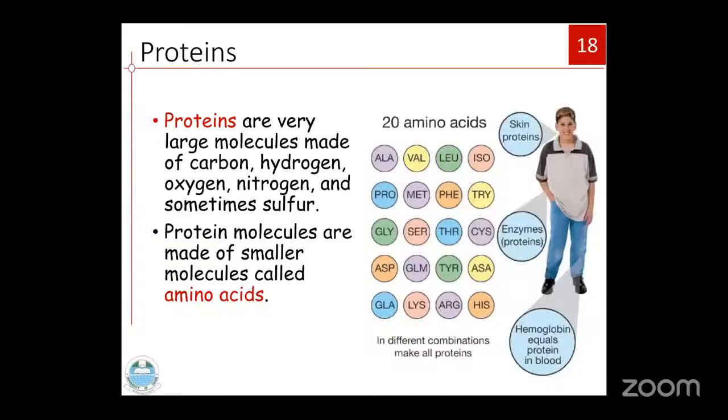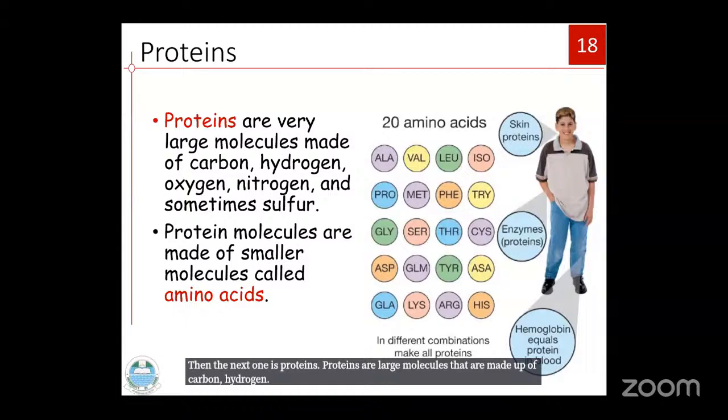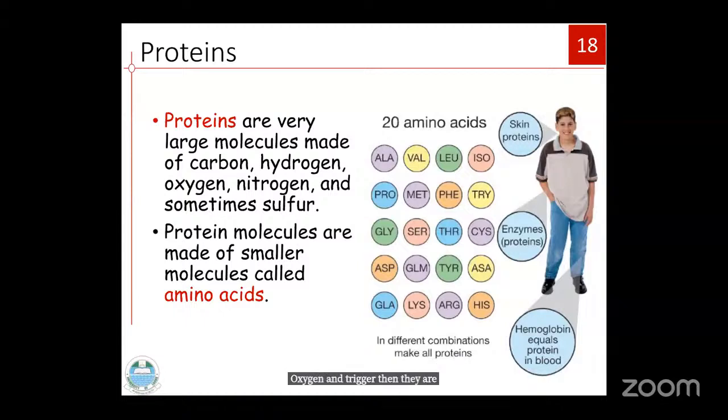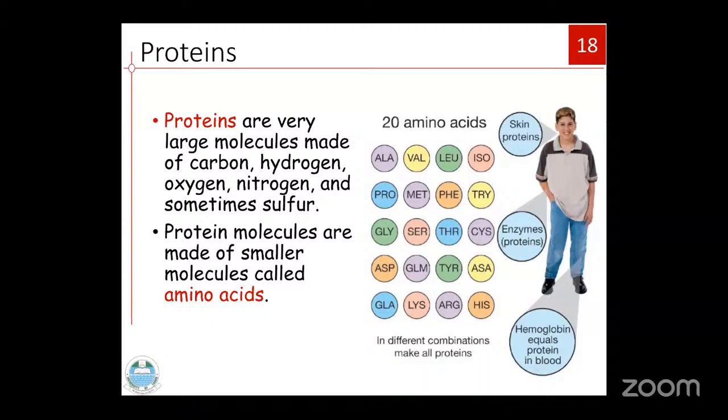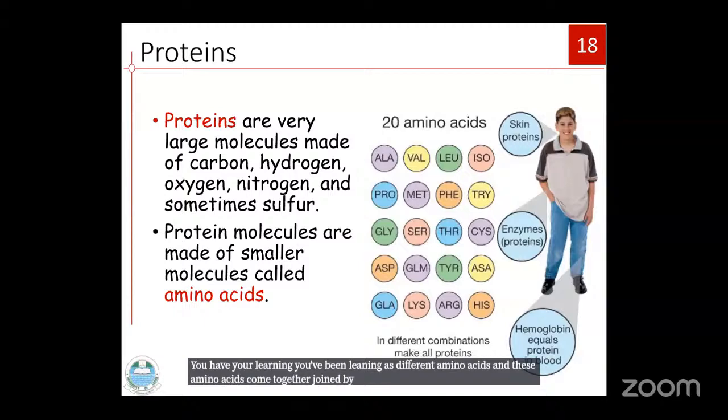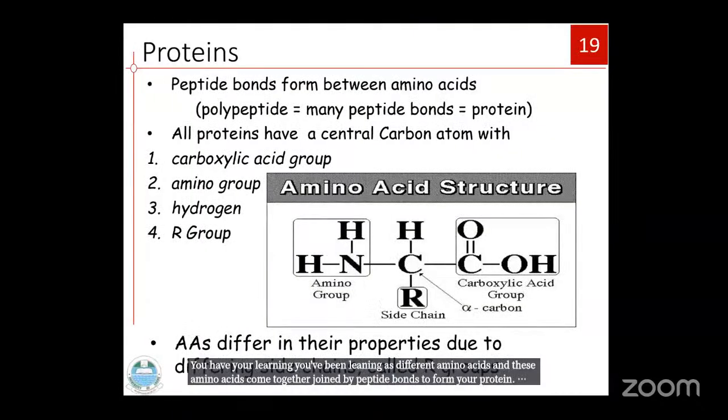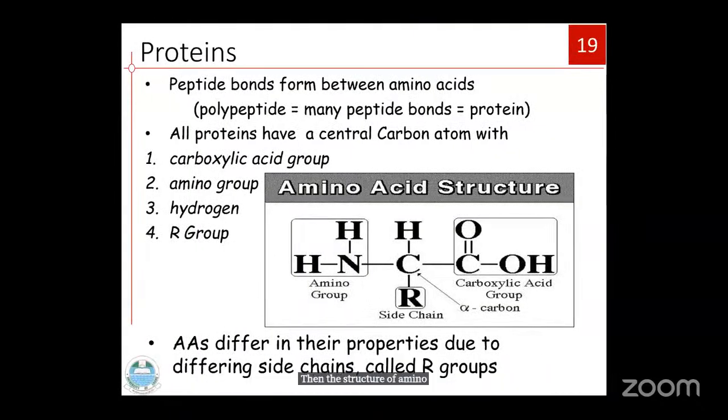Then the next one is proteins. Proteins are large molecules that are made up of carbon, hydrogen, oxygen, nitrogen. Then they have repeating units. Their monomers are amino acids, and you have 20 major amino acids, and they are different. You have your alanine, your valine as different amino acids, and these amino acids come together, joined by peptide bonds to form your protein.